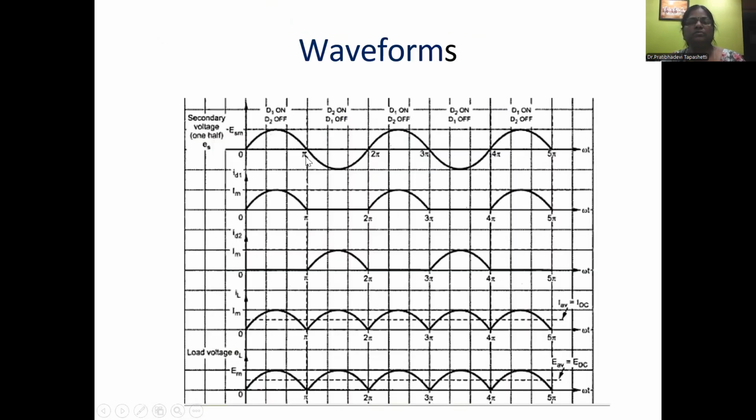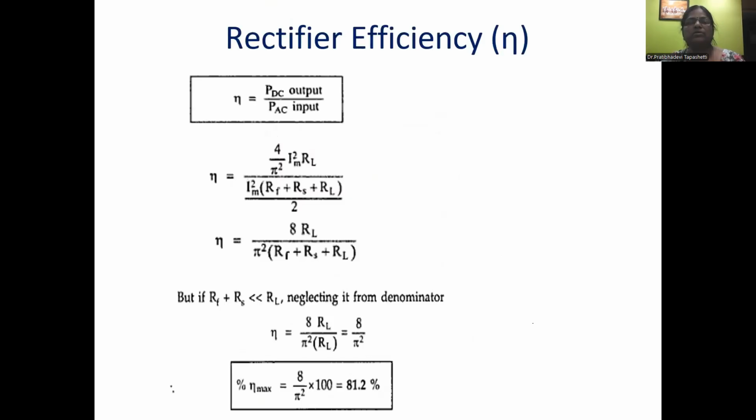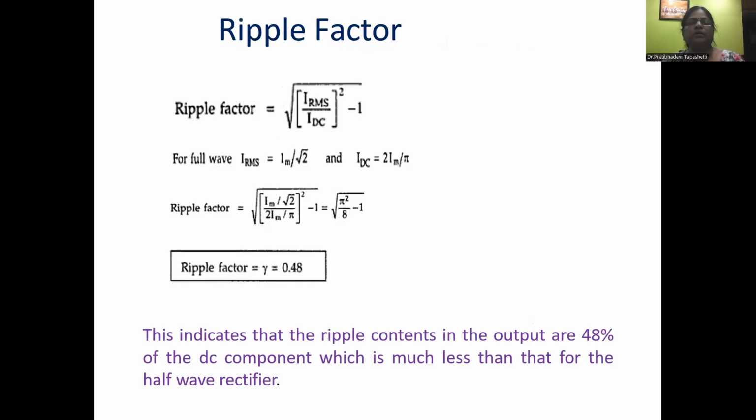The waveforms with respect to the input are going to be like this. IM and EM are going to be this. This is IM, the current, completely for the whole cycle. This is EM, the voltage, completely for the whole cycle. So both the cycles are getting converted into DC here. So the efficiency is double that of the half wave rectifier. The expression and calculation of the efficiency for the full wave rectifier is shown here, that is 81.2%. And the ripple factor is lesser than the half wave rectifier. The ripple factor, the amount of AC residual, is 0.48.